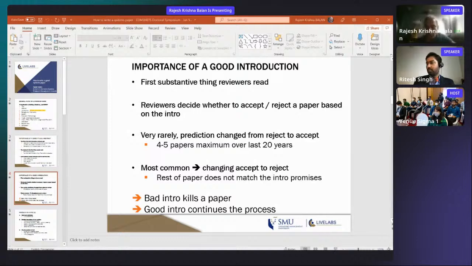This is very important. A bad intro kills a paper. A good intro just continues the process. Is everyone okay with that? Any questions on this?